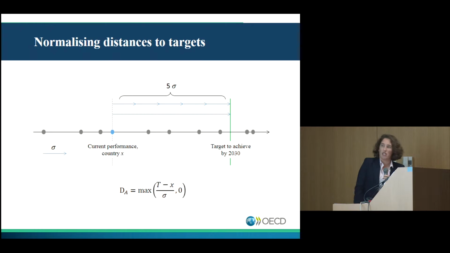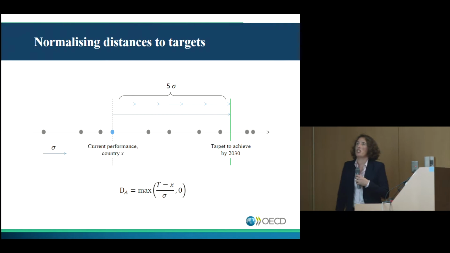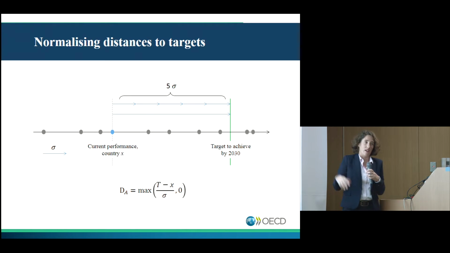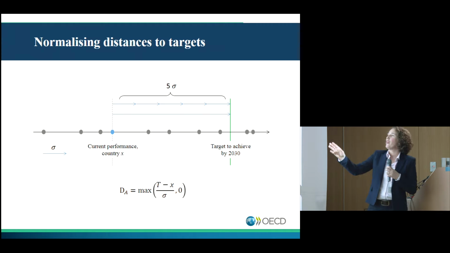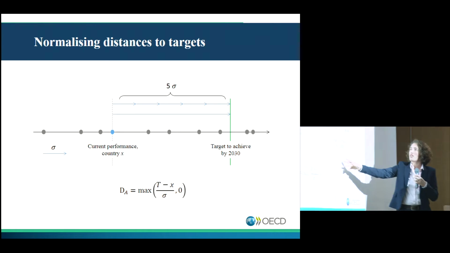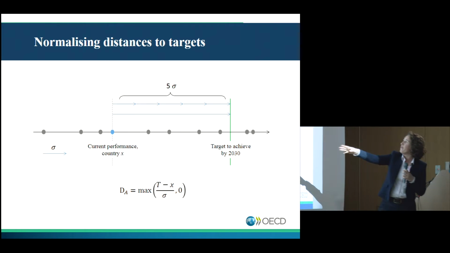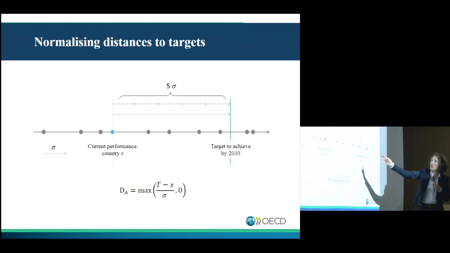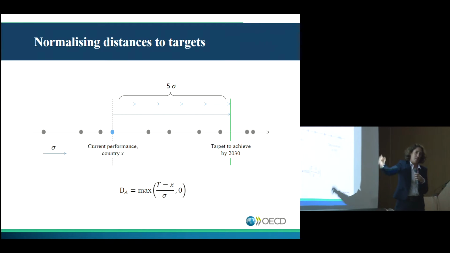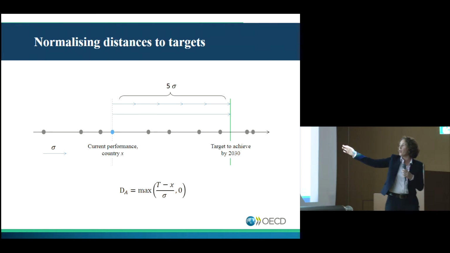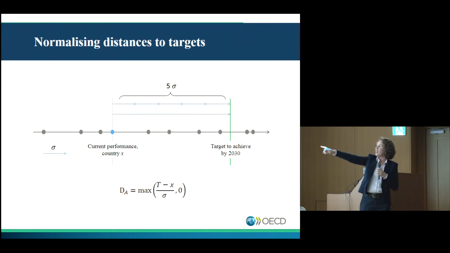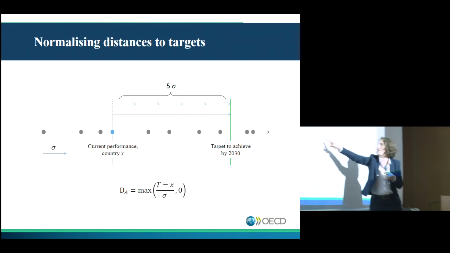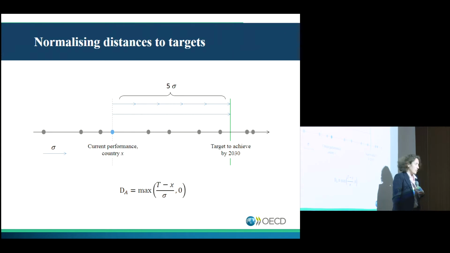So normalizing distances to target, what we use in our study is a modified Z-score using the standard deviation in order to measure the distance from the target. So if the green line here is the target to be achieved, and the dots are the spread of countries according to their performance, and the blue dot is country X, how many standard deviations away is country X from achieving the target?